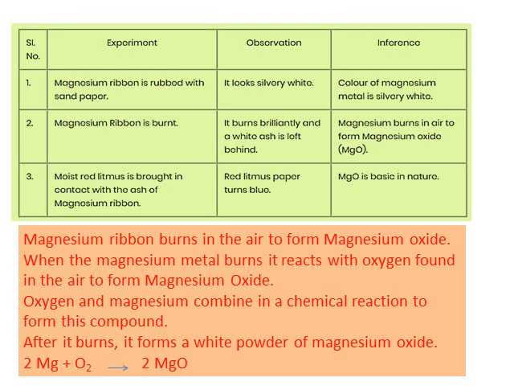Magnesium ribbon burns in the air to form magnesium oxide. When the magnesium metal burns, it reacts with the oxygen found in the air to form magnesium oxide. Oxygen and magnesium combine in a chemical reaction to form this compound. After it burns, it forms a white powder of magnesium oxide, and the chemical reaction for this is 2Mg + O2 gives 2MgO.